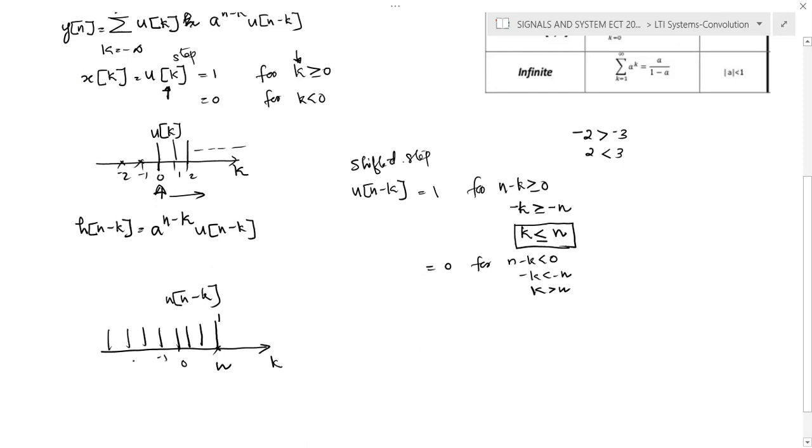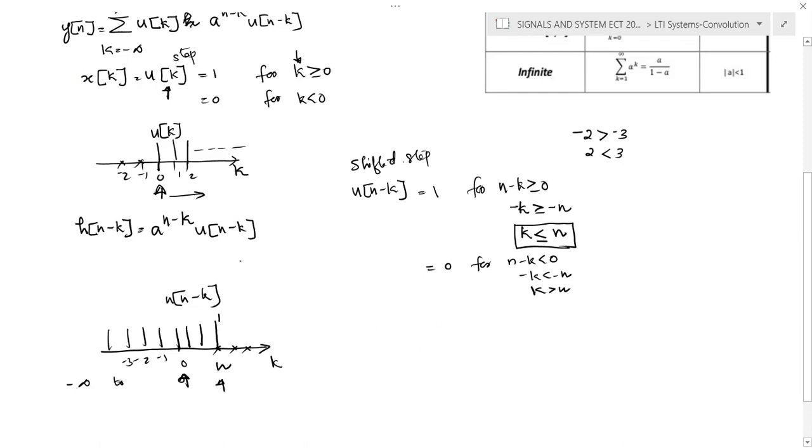And for -1, -2, -3, etc., it is from minus infinity to 0. Okay, this is a point 0, up to n. The signal magnitude is 1. And if k is greater than n, the function magnitude is 0.